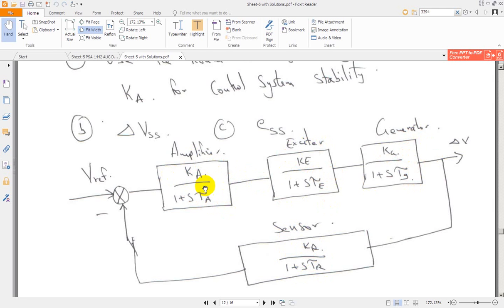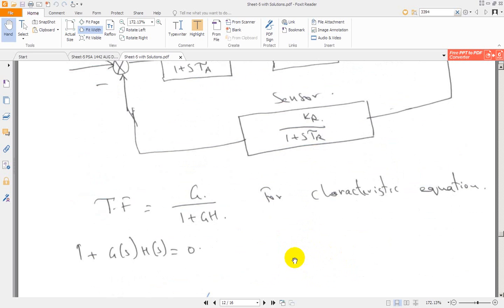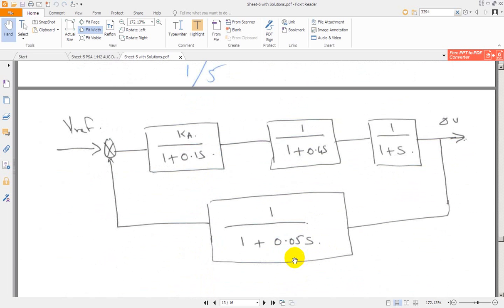Now, substitute the values of KA. Sorry, KA is not given. We need to evaluate this. Substitute the values of TA, KE, TE, KG, tau G, KR, and TR. Whatever values have been given, just substitute them and evaluate the characteristic equation.